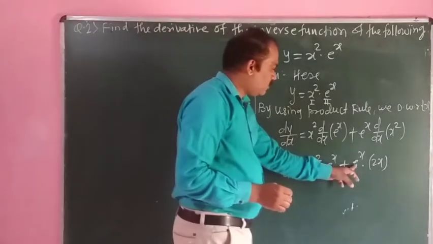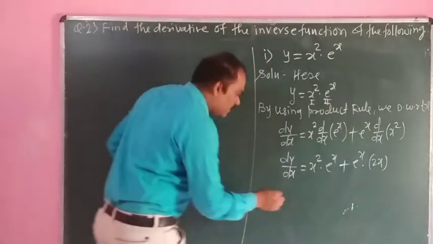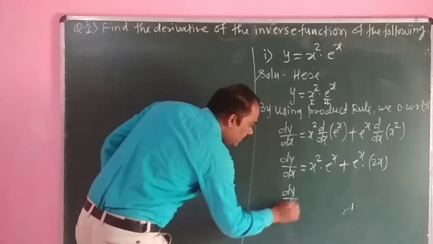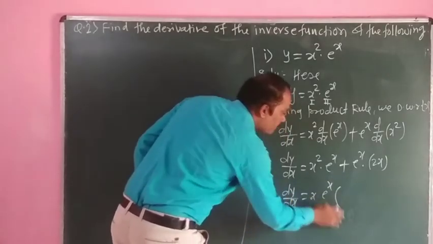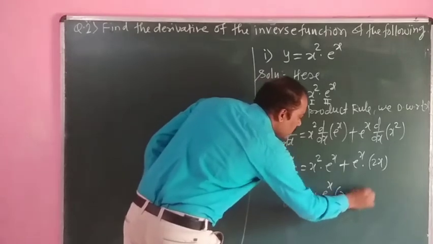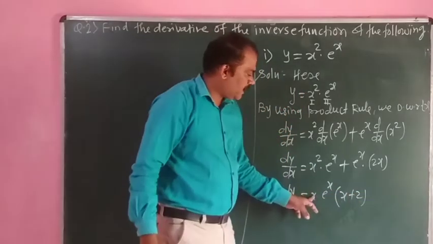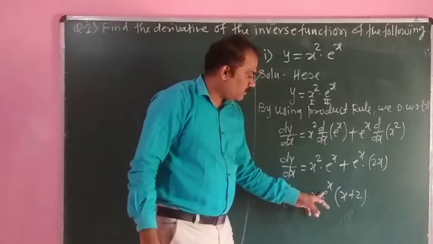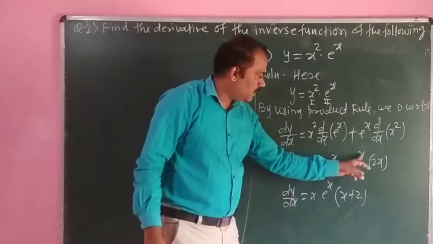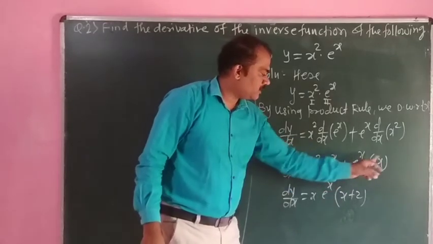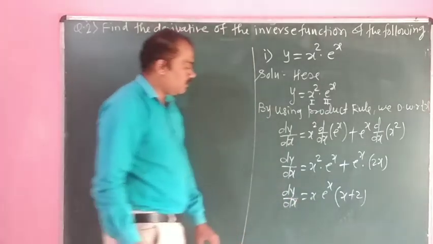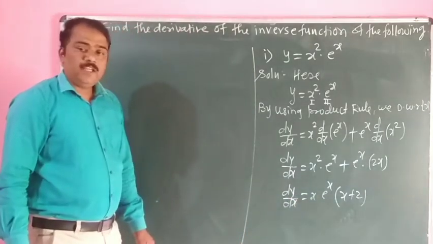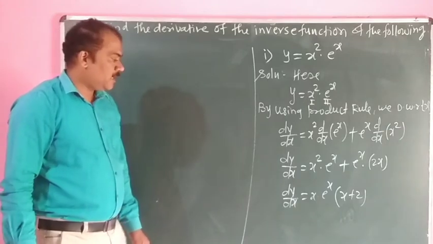E raised to x we take common, x also we take common, so dy by dx is equal to x into e raised to x, that is x plus 2. From x square we take x common, x is remaining, e raised to x common, plus e raised to x common, x common, so the remaining is only 2. That is, dy by dx is equal to x into e raised to x into x plus 2.